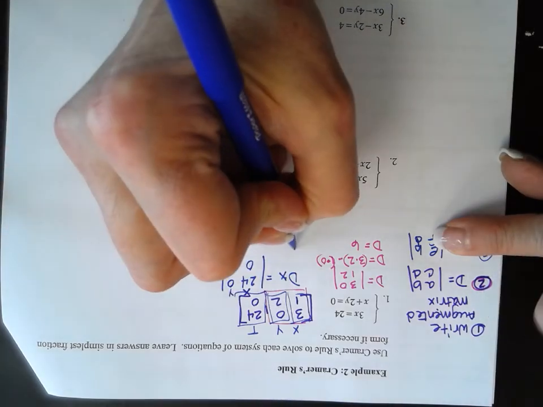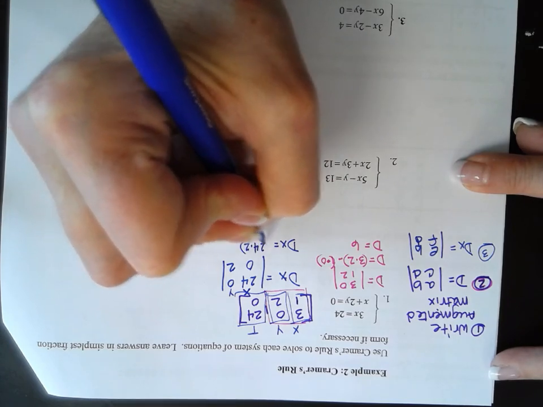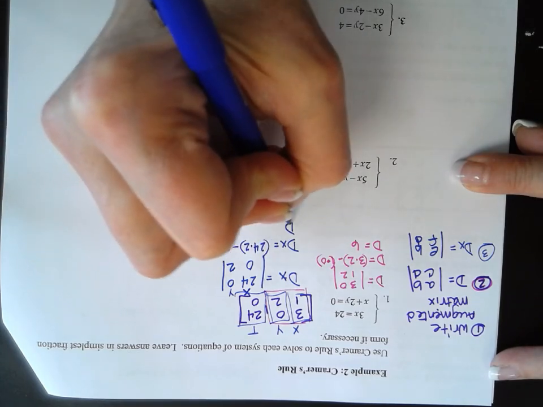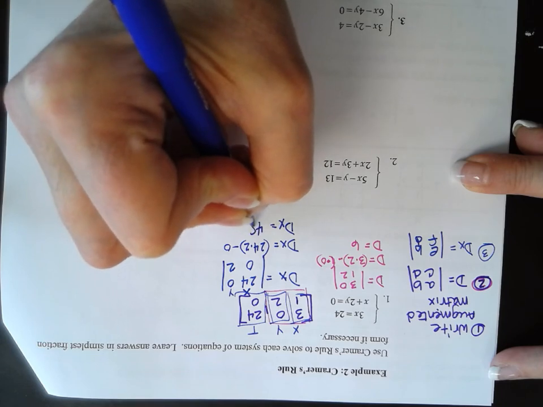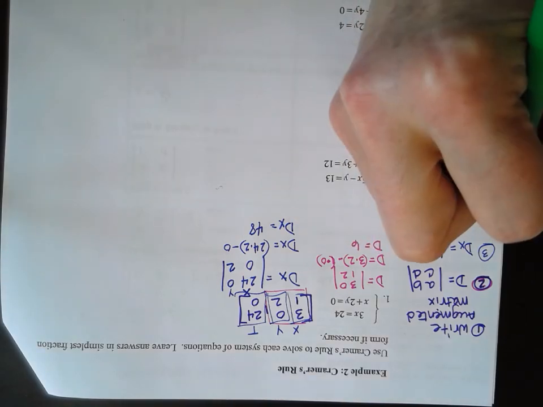Okay. So that makes my D of x 24 times 2 minus 0. So the determinant of x is 48. So does that mean that x equals 48? Nope. That's the determinant. We'll get to that. One more. We're almost there.